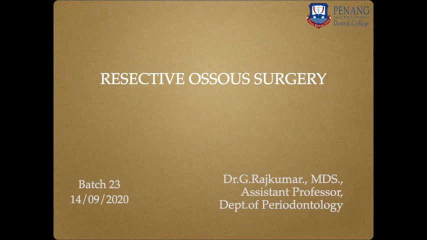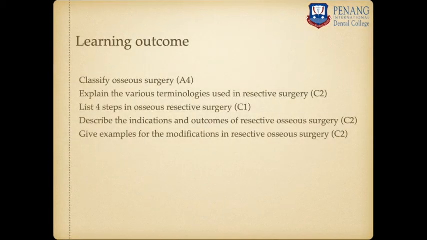We will start with resective surgeries and bone surgeries, osseous surgeries, in this class. So to start with, we'll start with resective osseous surgeries. The learning outcomes are: classify osseous surgery, explain various terminologies used in resective osseous surgery, list 4 steps in osseous resective surgery, describe the indication and outcome of resective osseous surgery, and give examples for the modifications in resective osseous surgery.